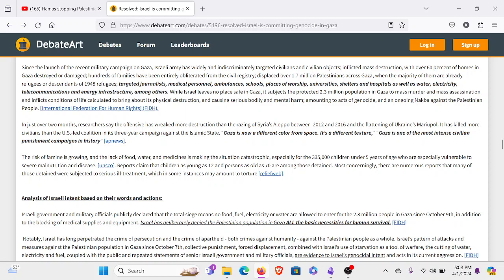Let's keep reading. "Since the launch of the recent military campaign in Gaza, the Israeli army has widely and indiscriminately targeted civilians and civilian objects, inflicted mass destruction, with over 60% of homes in Gaza destroyed or damaged." Okay, so you see why this is kind of the premise following the conclusion, right? Indiscriminately targeted civilians and civilian objects. And then you ask, what's the premise for that? This is the premise right here: 60% of homes in Gaza destroyed or damaged.